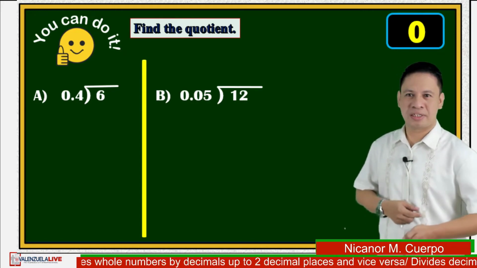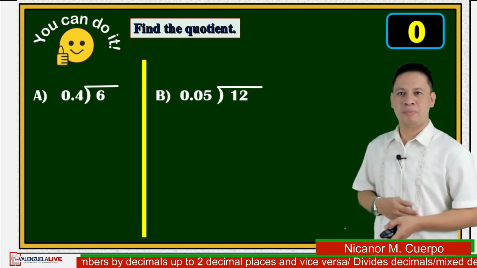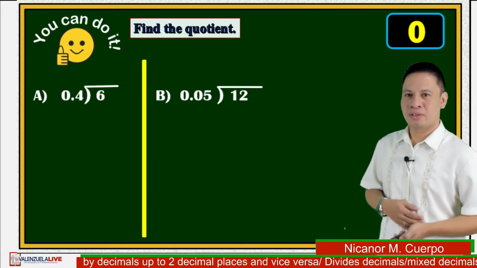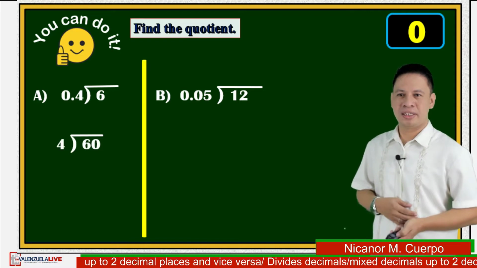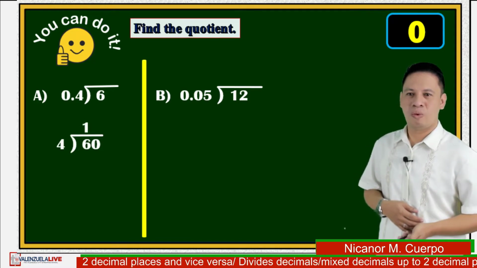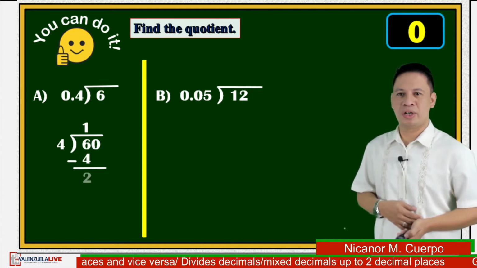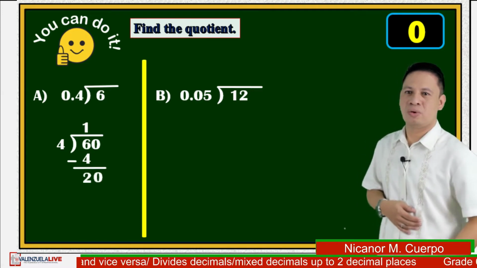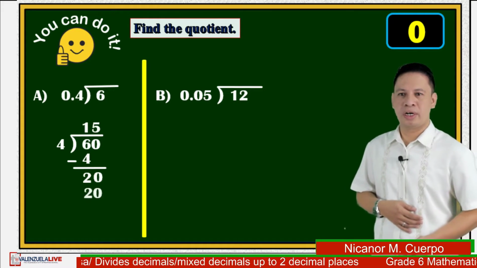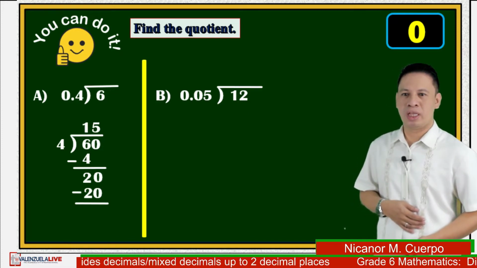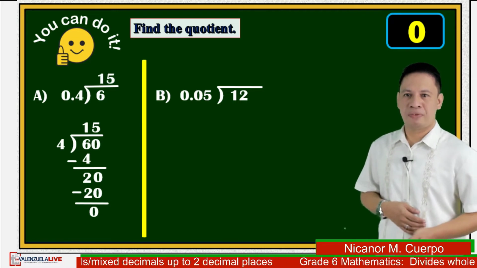Okay, time's up. It's time to check your answer. Move the decimal point of the dividend and the divisor one place to the right. Then divide. 6 divided by 4 equals 1. 1 times 4 equals 4. Then 6 minus 4 equals 2. Bring down 0. 20 divided by 4 equals 5. 5 times 4 equals 20. 20 minus 20 equals 0. So the answer for letter A is 15.